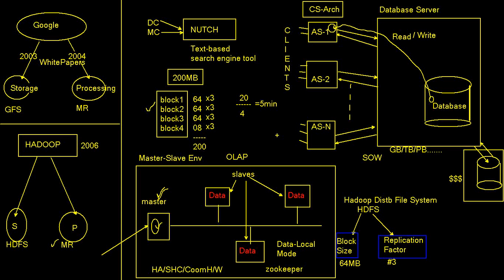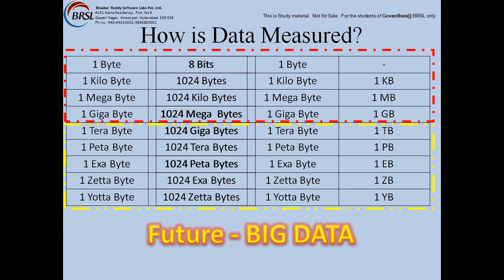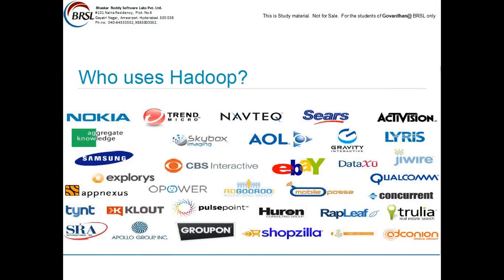Correct? Fine. So let us go ahead with the presentation. I hope you got it. So who is using Hadoop already? People whom you know, like Nokia, Samsung, eBay, American Online, Shopzilla, some of the big companies are already using Hadoop.